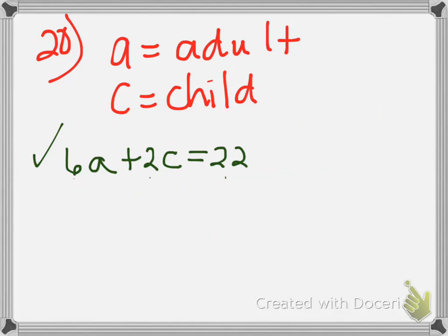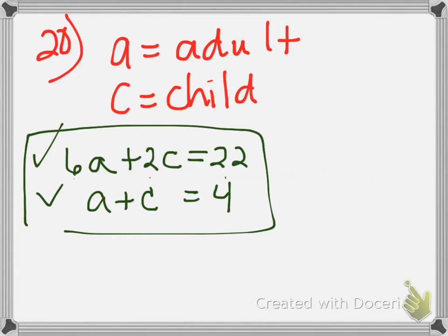There's my first equation. The second equation that I'm going to use is the fact that Mr. Frankel bought a total of 4 tickets. So we know some of those were adult tickets and some of those were child tickets, but we don't know which was however much amount. So that's my second equation. So these 2 equations together are the solution to this problem.